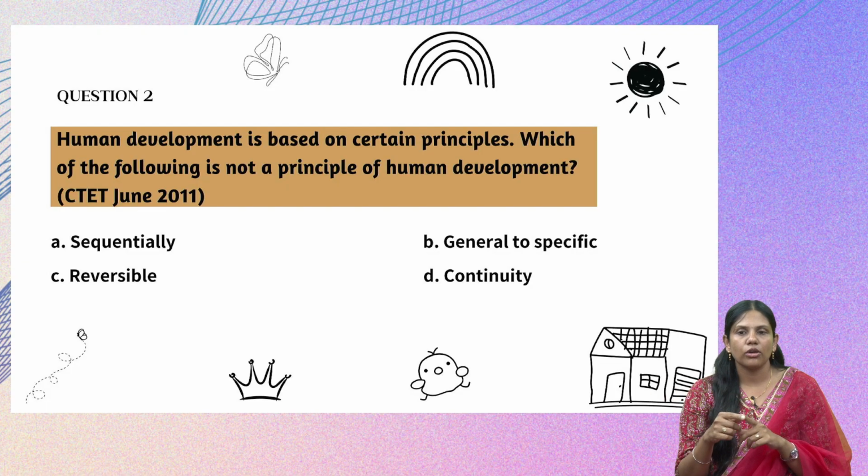Then the second option is general to specific. This is also discussed when we discussed the principles of human development. Then reversible. Then continuity. Continuity is also a principle of human development because development will not stop at a particular age. It will continue till our death. So the remaining option is reversible. So reversibility is not a principle of human development. So the correct answer is reversible. It is not a principle of human development.